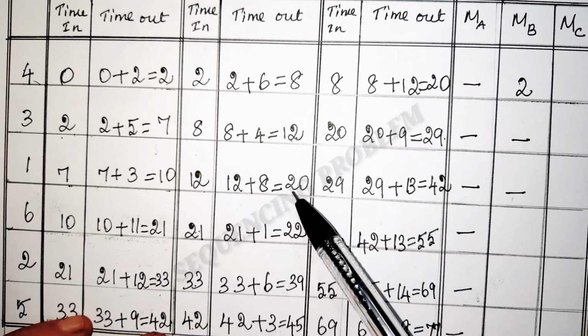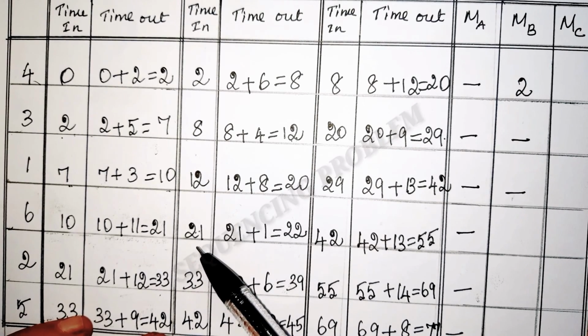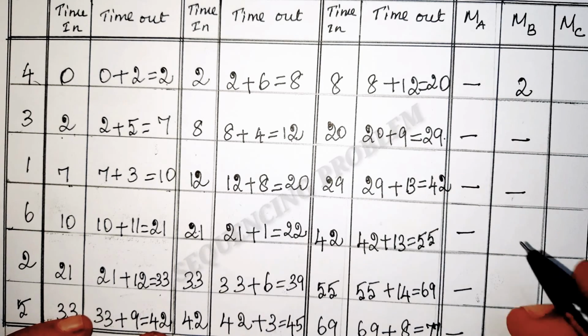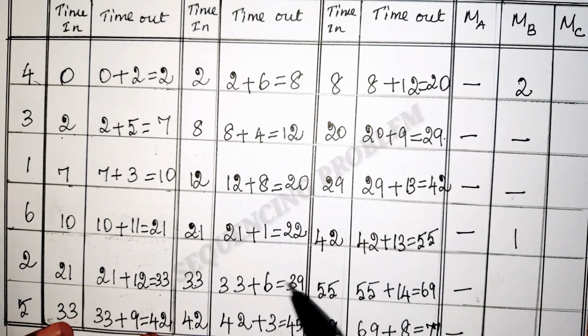Out time for the first job is 20, but in time for the 6th job is 21. So here 1 hour is the idle time. So I write 1 here. And the next, the 6th job completes at the 22nd hour, but the second job starts at 33 hours. So the idle time is 11. And here the second job completes at 39 hours, but the 5th job starts at 42 hours. So 3 hours idle time.